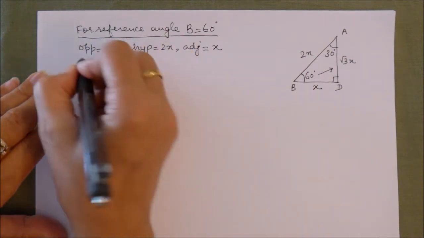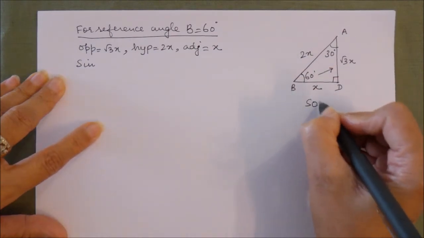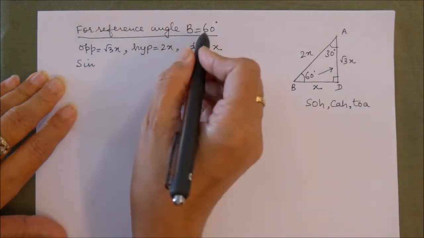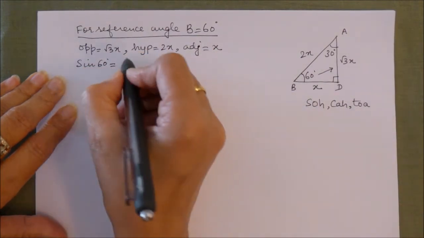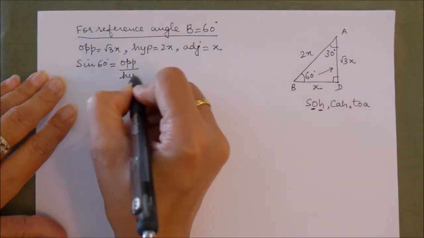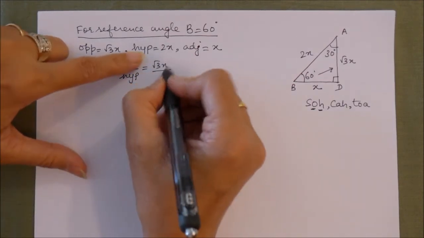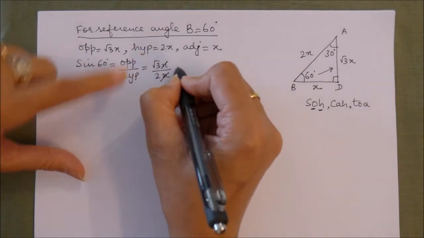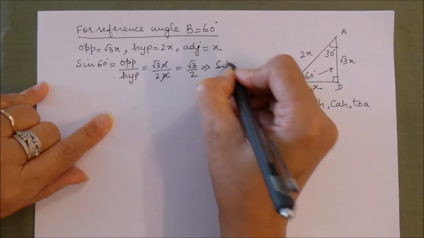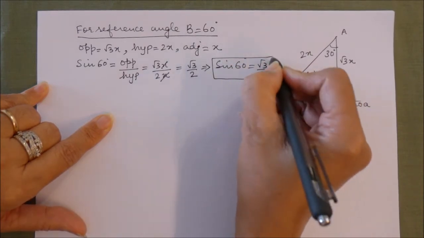Now we will write using SOHCAHTOA, sine. So sine of the reference angle 60 degree is equals to opposite upon hypotenuse. That means opposite is root 3x and hypotenuse is 2x. So x gets cancelled, so it is root 3 upon 2. That means from here we get sine 60 degree is equals to root 3 upon 2. So we get the value of sine 60 degree.